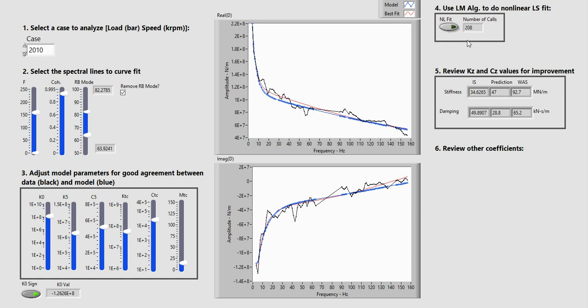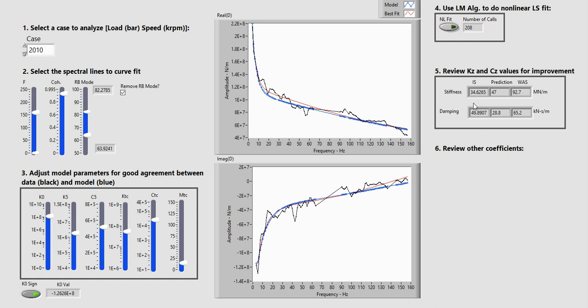So the algorithm converged in 208 iterations, and the red line is the same model as the blue, evaluating using the 6 coefficients that the algorithm identified. And qualitatively, it looks pretty good. Both the real and imaginary part capture the behavior of the data across the entire frequency range.